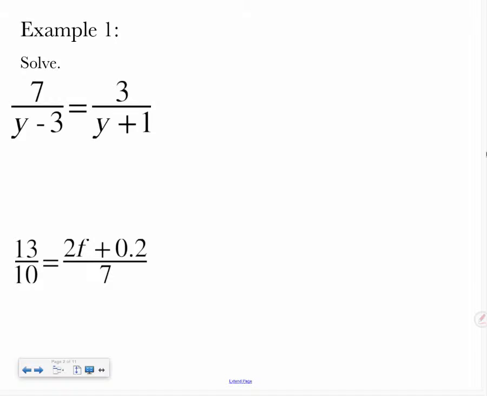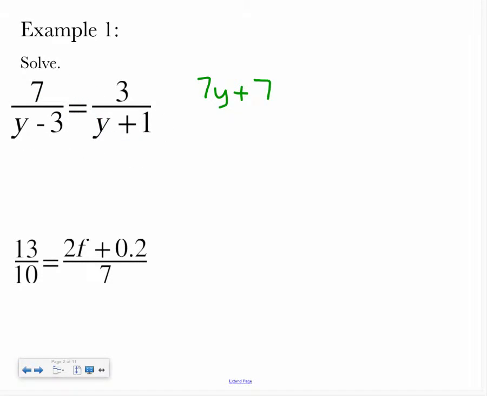And if we look at our first example, we have 7 over y minus 3 equals 3 over y plus 1. Okay, so remember, when you have a fraction that equals a fraction, one way to solve is that you can start by multiplying the diagonals together. So if I start by multiplying my green diagonal, I end up with 7y, so I multiplied 7 and y, and now I have to multiply 7 plus 1, so that's plus 7.